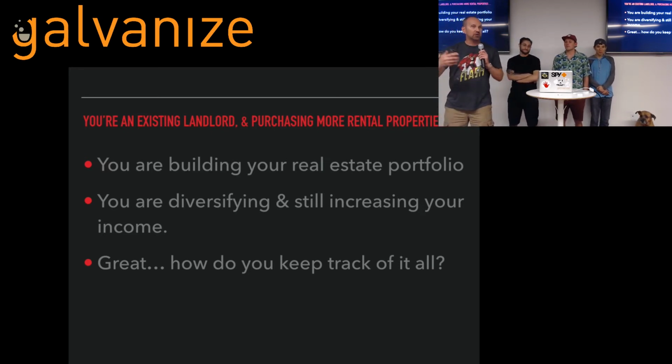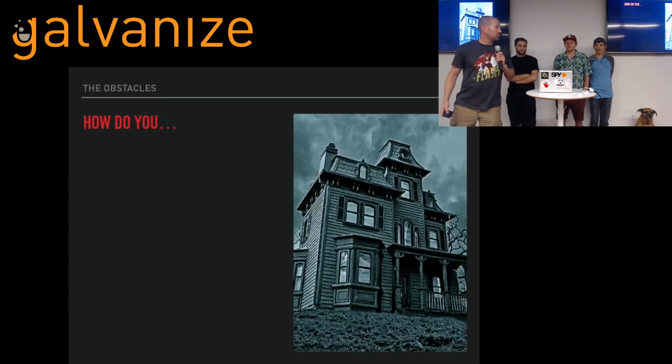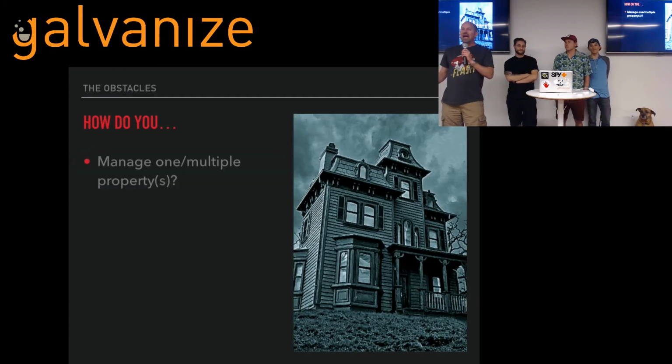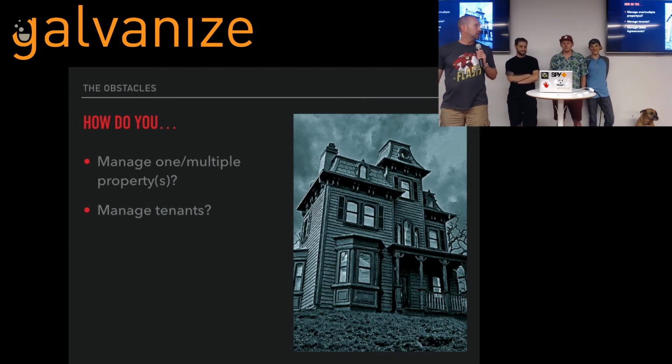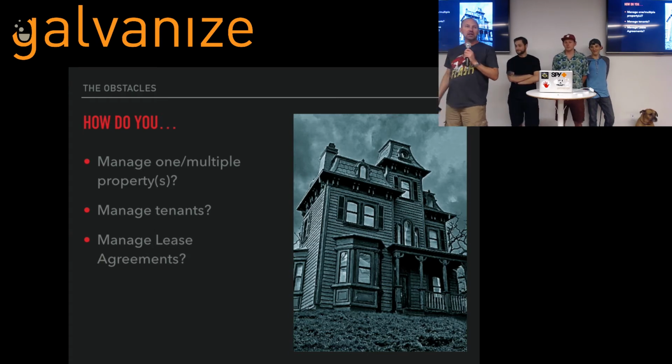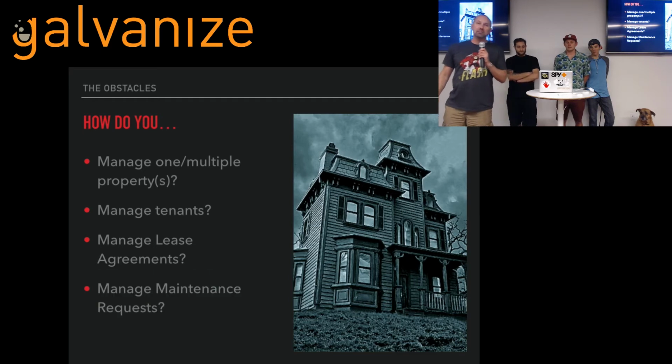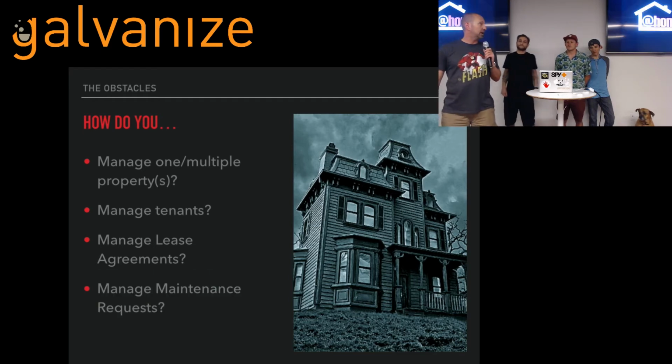That's awesome. You're going to go ahead and build onto your portfolio there, diversify, and increase your income. But now that you have more properties, more tenants, more documents involved, how do you keep track of all of that? How do you manage multiple properties? How do you manage the tenants? How do you keep track who's living where, who's moved out, who's moved in? How do you manage the lease agreements? How do you make sure that what you have on file is signed? How do you manage any maintenance requests to keep your tenants happy?